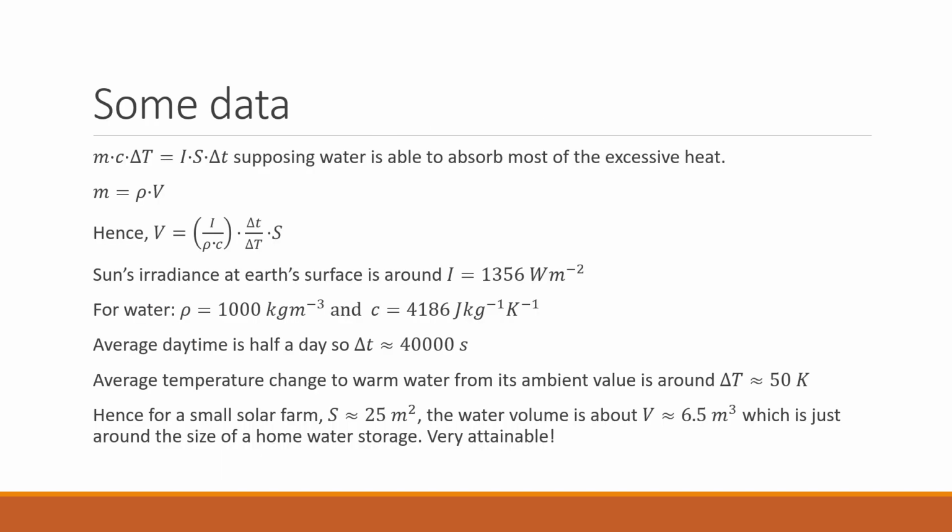Here are some numbers just for reference. As we can see from the calculations, a small solar farm of an area of about 25 meters squared only needs a volume of water of about 6.5 meters cubed, or about 6,500 liters, which is just around the size of a home water storage, which is very attainable.